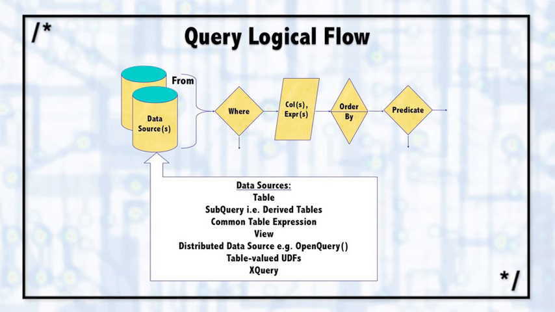You select data from a data source. You then filter out or restrict the rows with the WHERE clause. Certain columns are selected, and expressions help also to create the final columns. They can then be sorted in a particular order, and the predicates can finally restrict the rows.